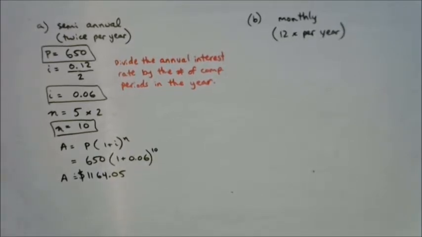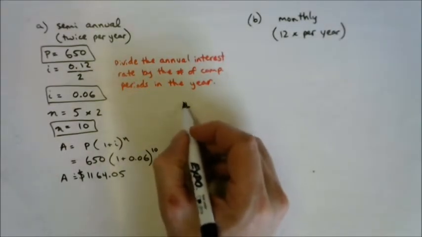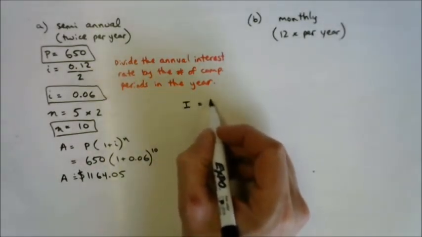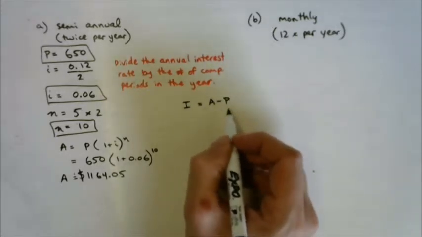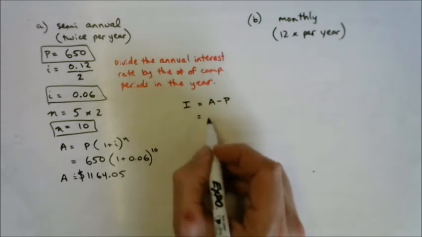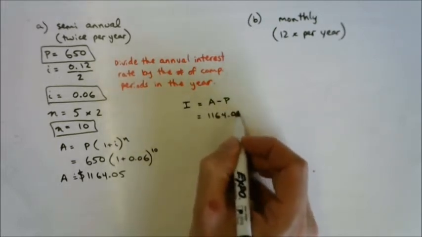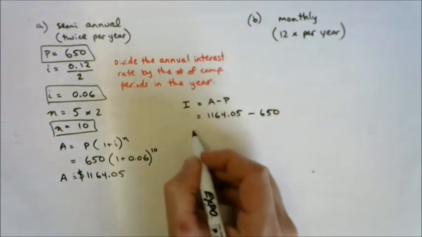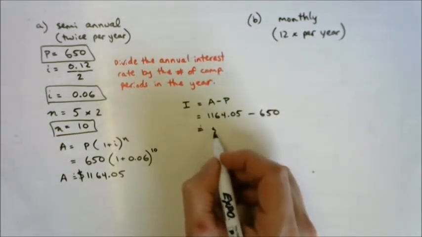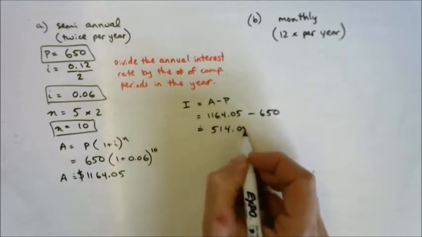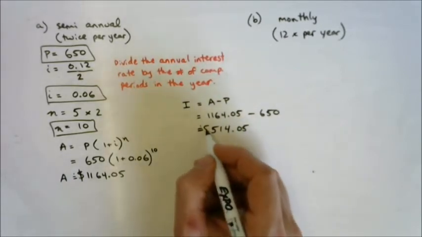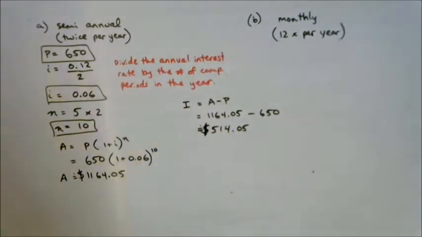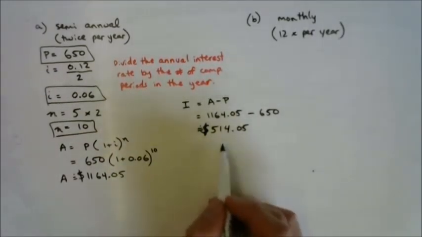We can actually calculate the interest that's paid. So the interest paid in this situation is the amount he's going to pay minus the original amount of the guitar. So 1164.05 minus 650. In this case, he's going to pay $514.05 worth of interest. Okay, so you can see how decreasing the length of the compounding period, increasing the number of times it's compounded within a year, is going to make it grow more rapidly. Okay?